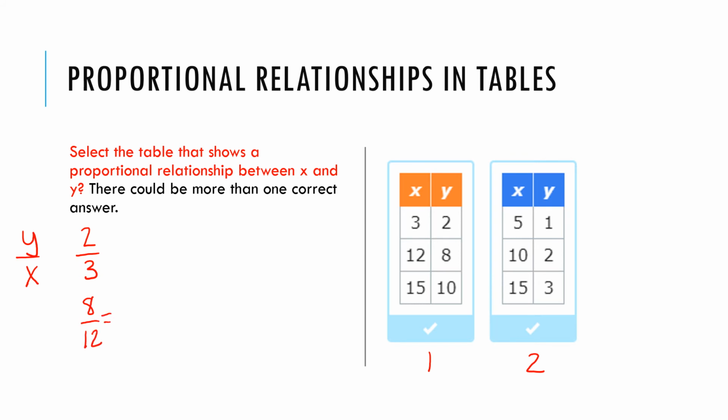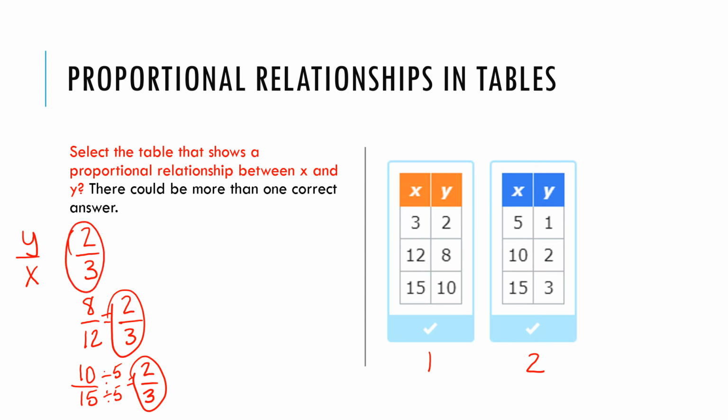We could simplify 8/12 by dividing by 4. So 4 would go into 8 2 times, and into 12 3 times. And then we have 10 over 15. And both of those numbers are divisible by 5, which leaves us with 2/3. So when we do y divided by x and we get the same number every time, that tells me that table 1 is proportional.